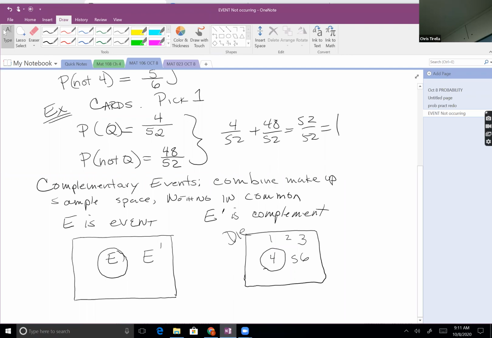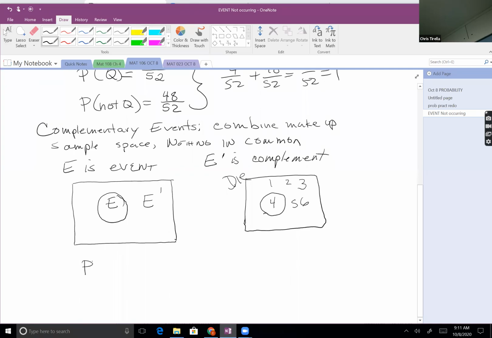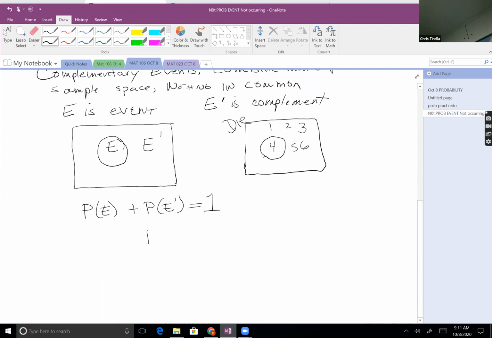Yeah. And because they combine to give me the whole sample space, I know that the probability of the event plus the probability of its complement, like those 2 examples above, will always equal 1. And so doing a little bit of algebra on that, we get the probability of the complement to be 1 minus the probability of the event, or the probability of something not occurring is equal to 1 minus the probability that it does occur.